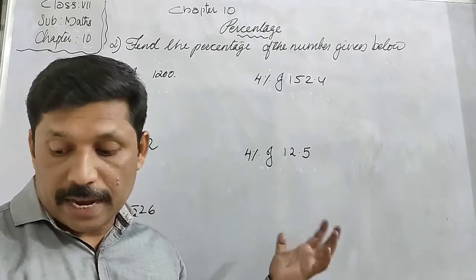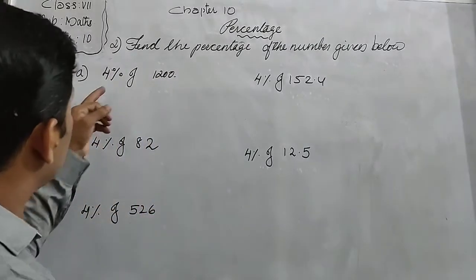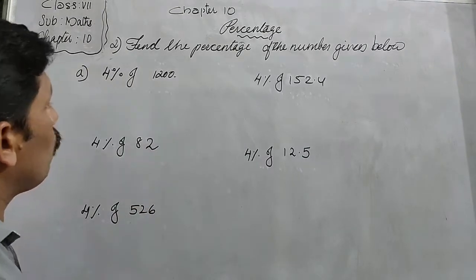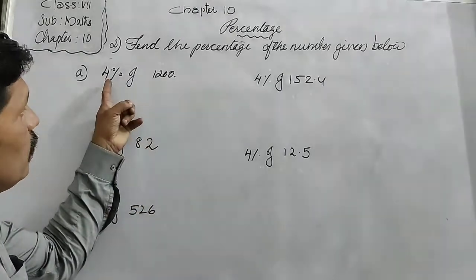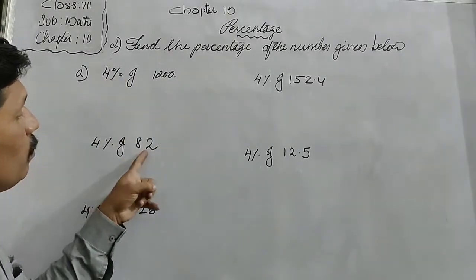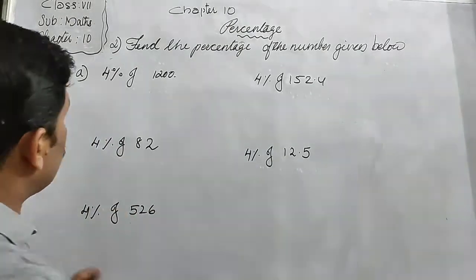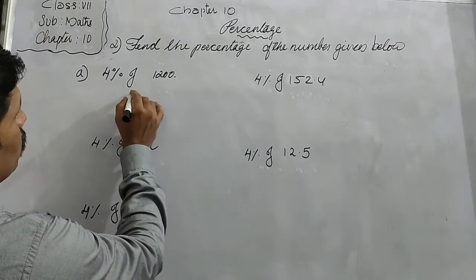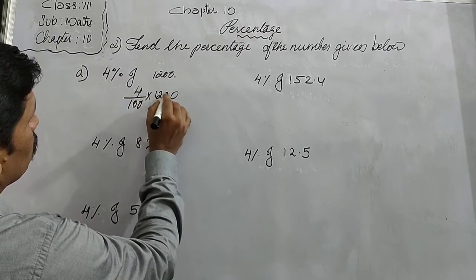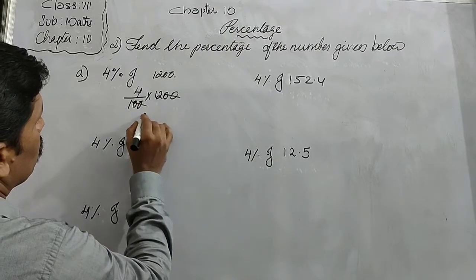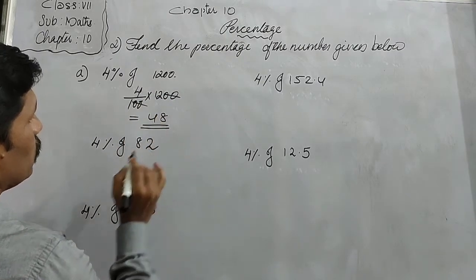So question A I will solve for you, B, C and D are homework for you. So first number is 4% of 1200. In one column 1200 is given, we want to calculate 4% of that, and in another column 82 is given, we want to calculate 4% of 82. So 4% of 1200, we can write 4 upon 100 into 1200. 100 and 100 we cut, so we get 12 fours are 48. So 48 is the 4% of 1200.